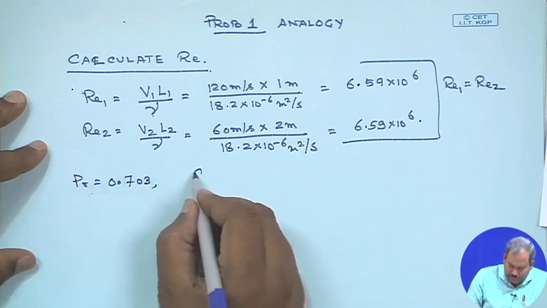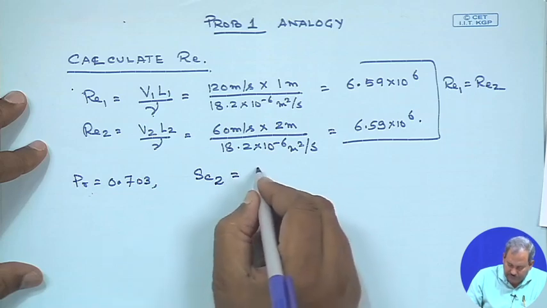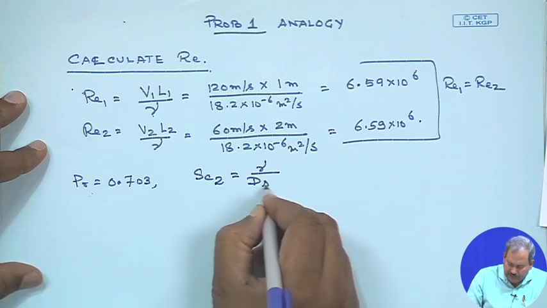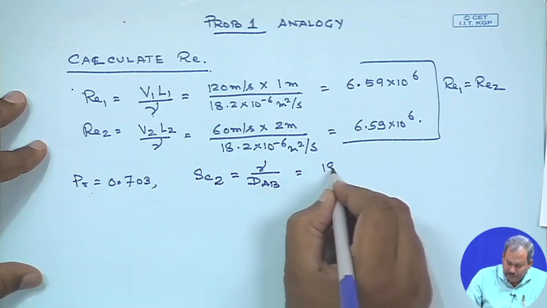So, this is for the Schmidt number for the case of 2 where mass transfer is taking place: kinematic viscosity divided by D AB. These values are provided in the problem.